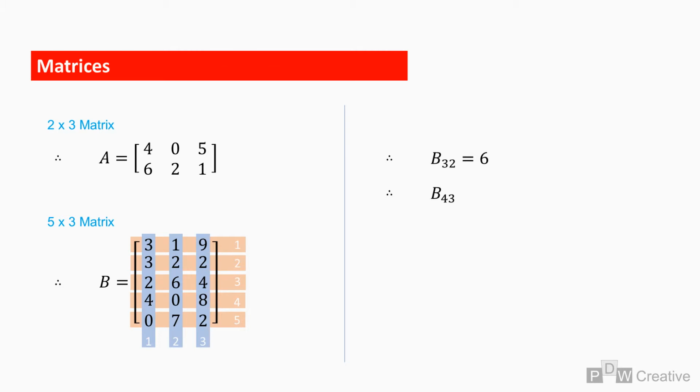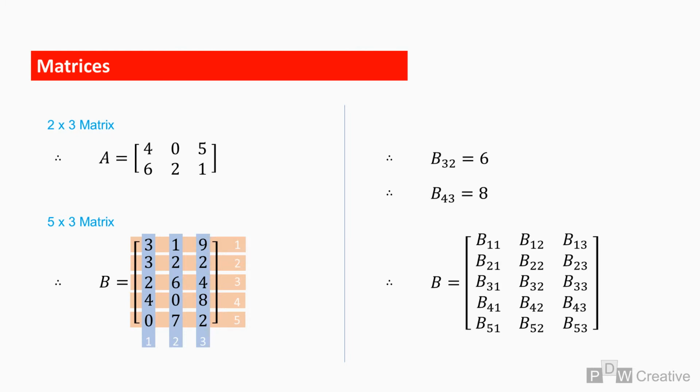Let's try B43. Row 4 and column 3 gives us B43 equaling 8. And if we were to write all the matrix references as a collective, the matrix would look as shown.